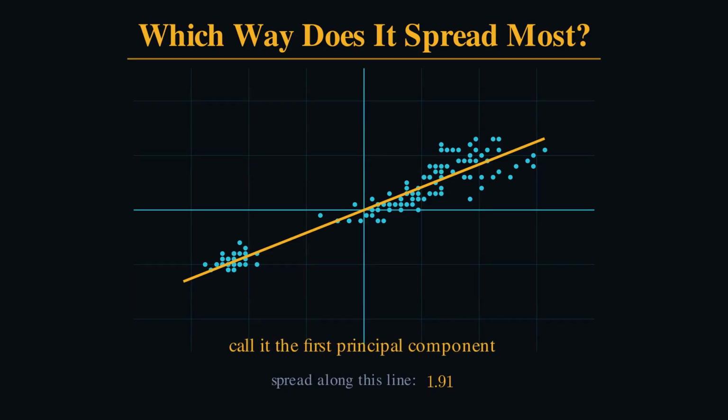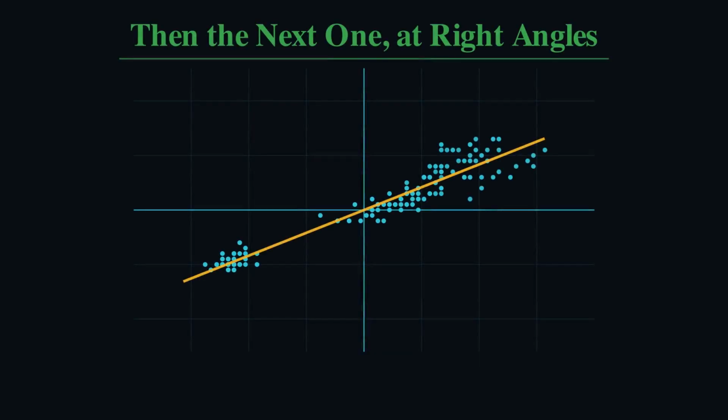People call it the first principal component. It is just the direction of most spread. The name is the hard part. Once you have the best direction, the second one is forced. It has to sit at right angles to the first. And among all of those, it takes whatever spread is left. Keep going and you get one direction per column of the original table. Always perpendicular, always in order of how much they carry.